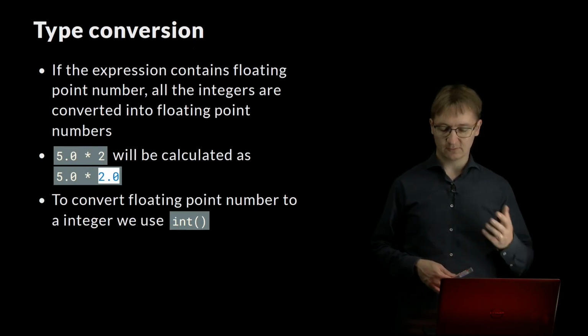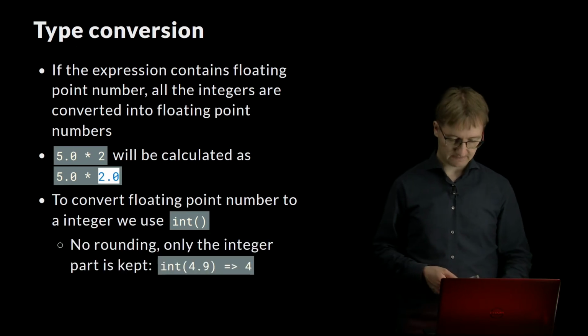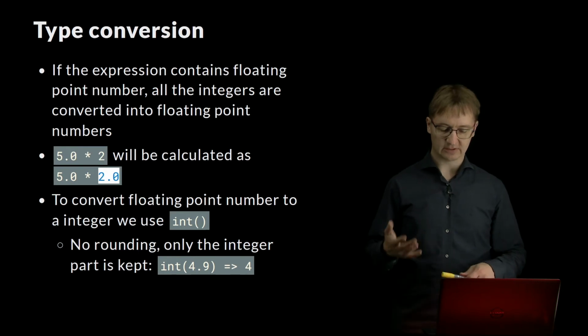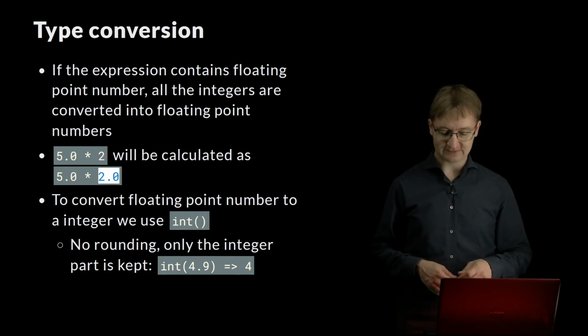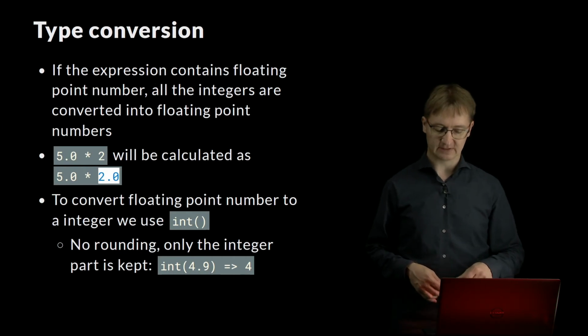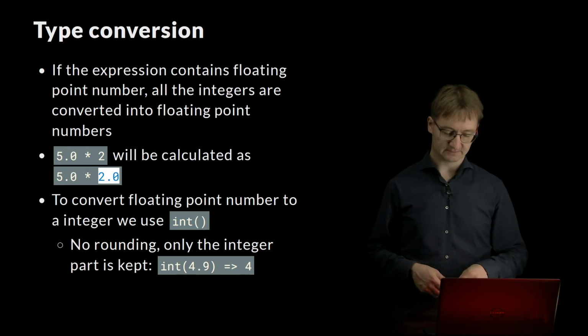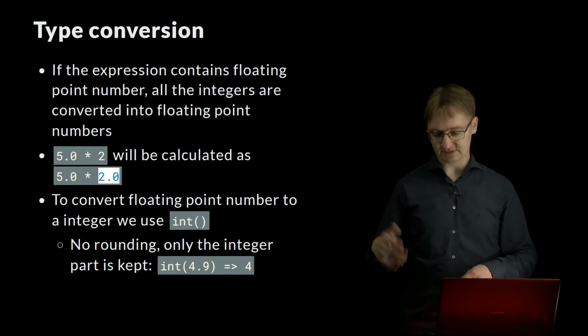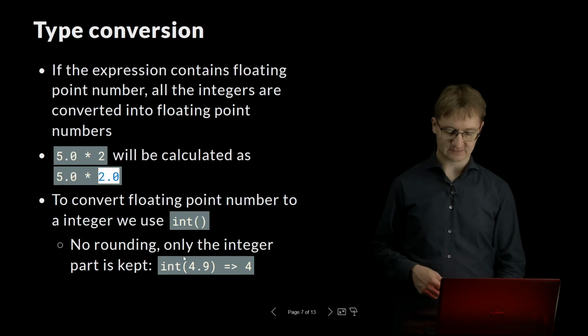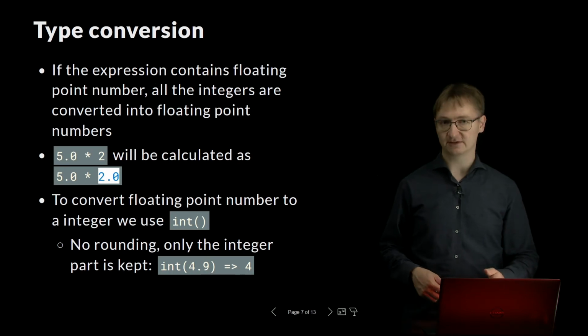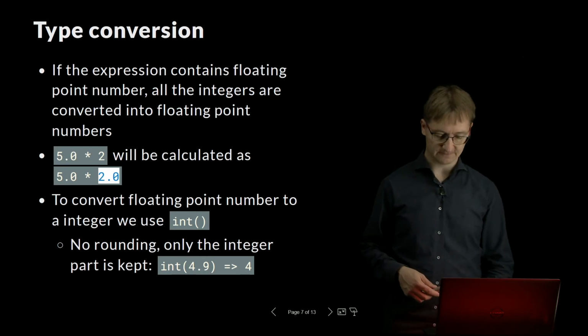To convert floating point numbers into integers, we can use the function int, and no rounding is done if you use this function. So if you have 4.9, then it's converted into 4. Basically, everything after the decimal point is just taken off. So even if it would be 4.999, it would still become 4.